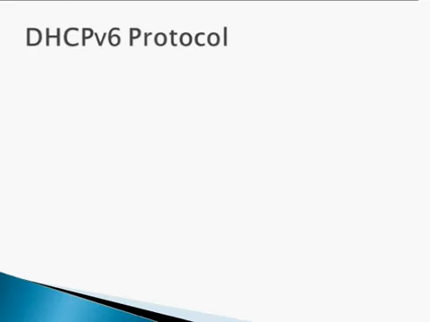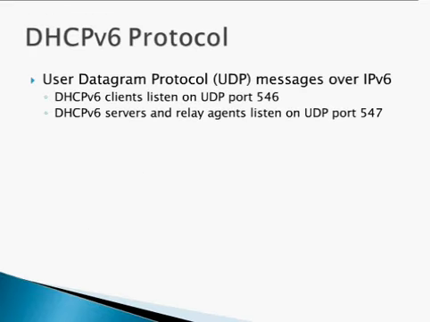So what does this protocol look like? Well, it's UDP over, you guessed it, IPv6 as opposed to UDP over IPv4, which would make a whole lot of sense. But the clients listen on UDP port 546, and the relay agents and servers listen on 547 in a similar way that DHCP does.